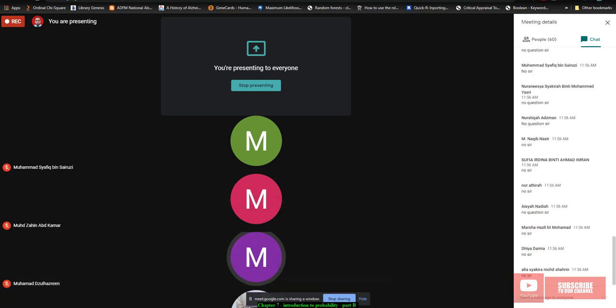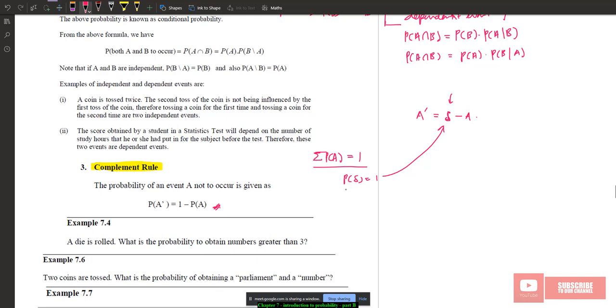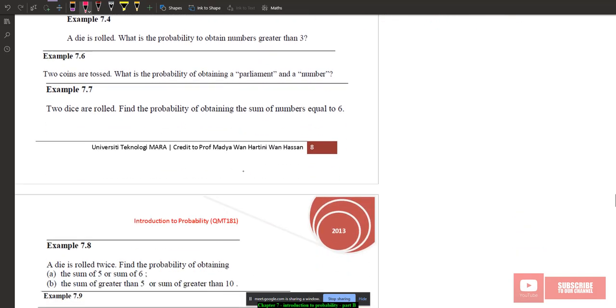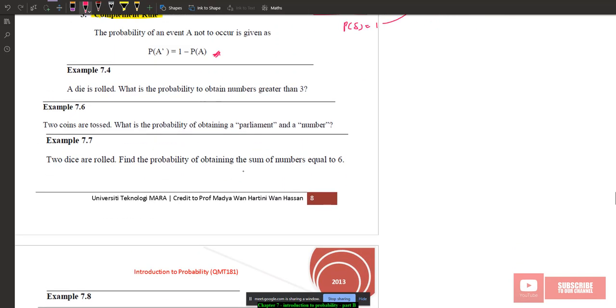Alright. So if you have no question, then we move to example. Right, so now look at example number 7.4. A die is rolled. What we want to know is the probability to obtain a number greater than 3. Rolling a die is an experiment, right? The sample space for rolling a die is 1, 2, 3, 4, 5, 6.